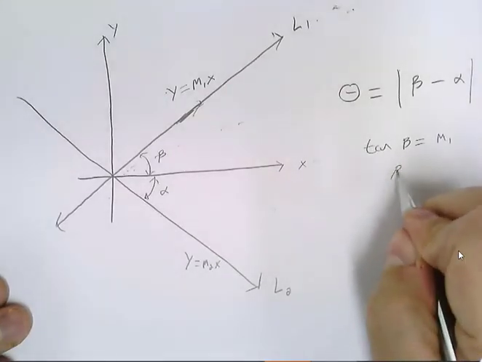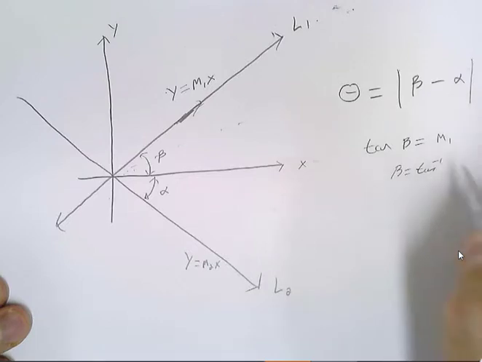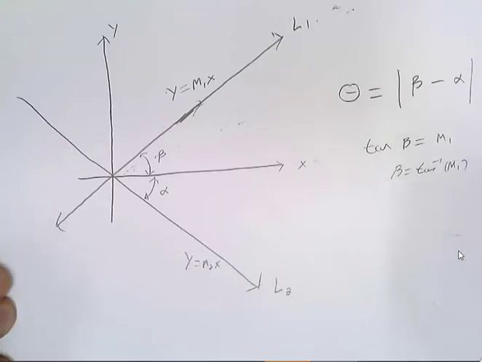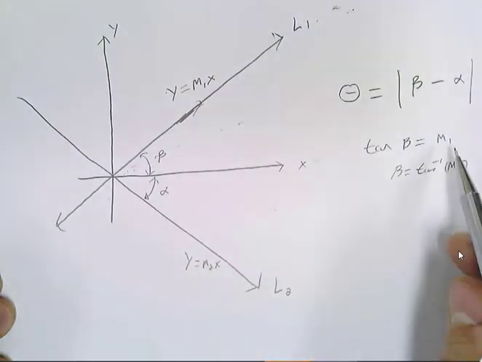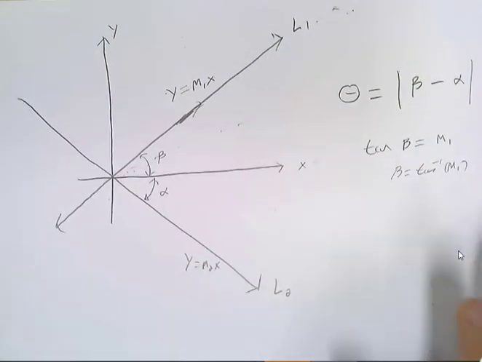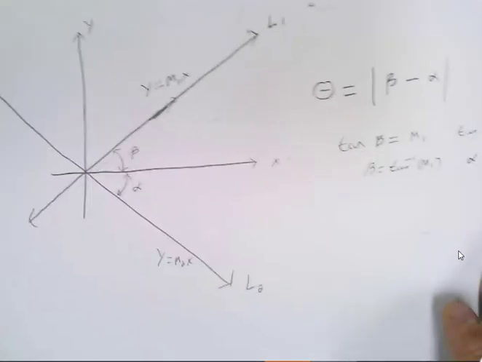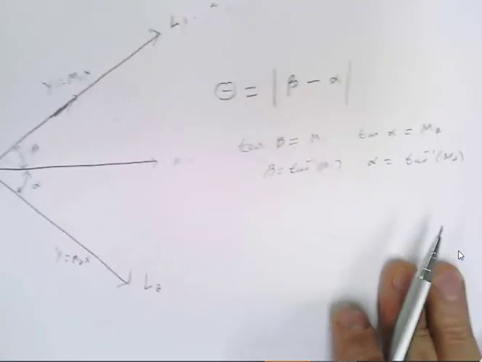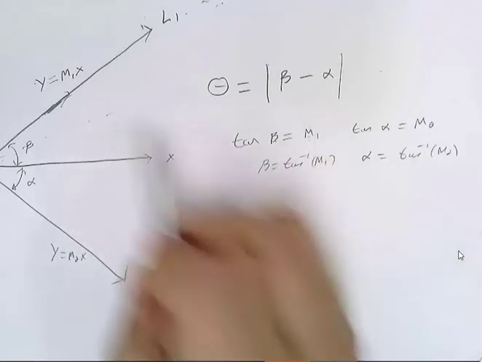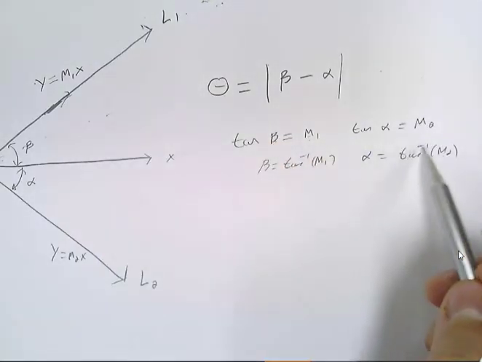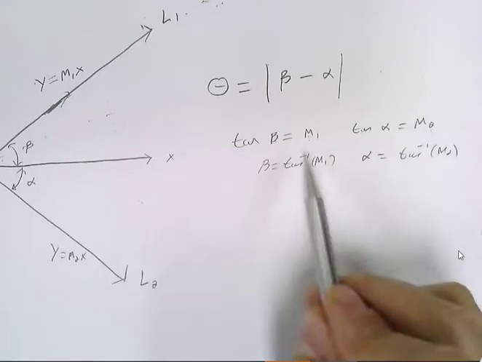And then beta would be tan inverse of slope m1, and alpha would be equal to tan inverse of slope m2. And then we can use the vectors to find out what these slopes are. I ran off the page here for you guys, sorry about that, I'll move over right here. So this is what I have: the tan of beta is slope m1 of the first line, and the tan of alpha is slope m2, and then we can solve.